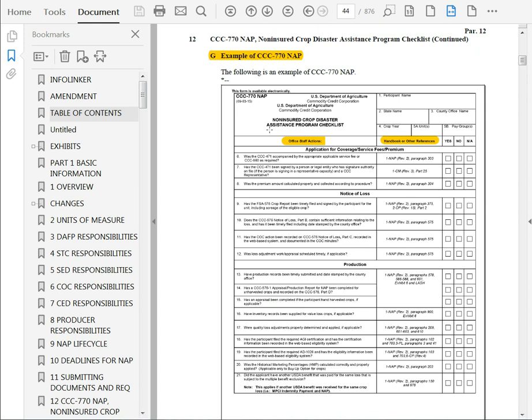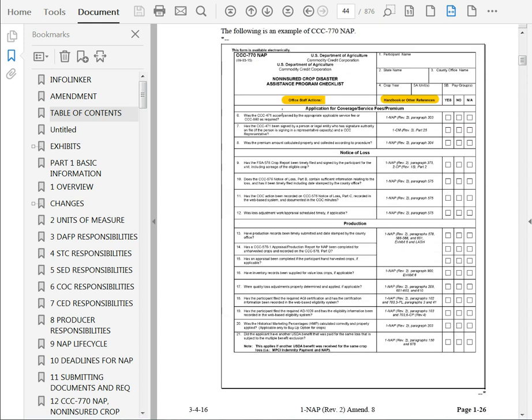Here's an example of the 770. You'll notice that it is broken down into 3 columns. The first column lists out office staff's actions. The second column gives you the handbook reference that applies to that particular action. And then the third column gives you space to indicate was the action completed, yes, no, or not applicable.